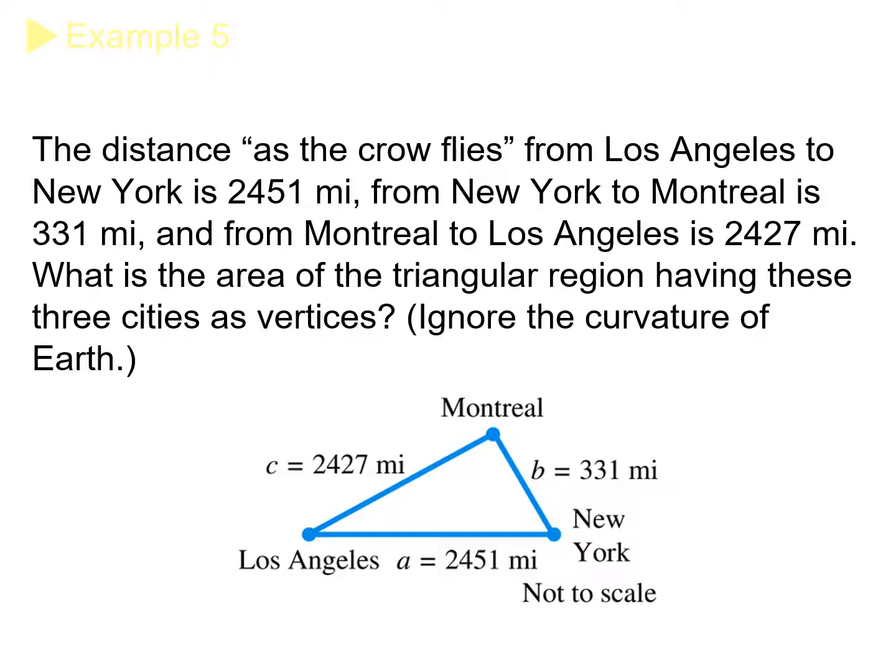So now let's say the distance as the crow flies from Los Angeles to New York City is 2,451 miles. From New York to Montreal, it's 331 miles. And from Montreal to Los Angeles, it's 2,427 miles. What's the area of this triangular region that has those three cities as vertices?